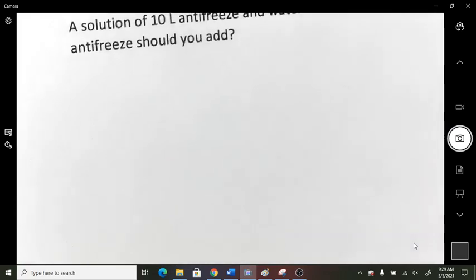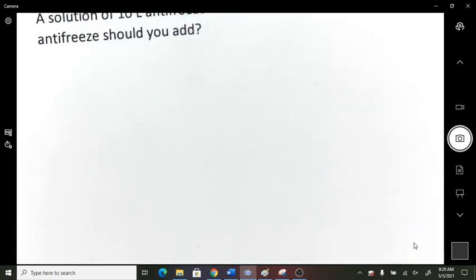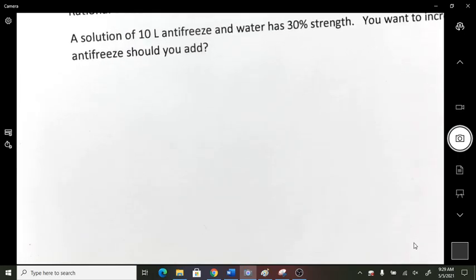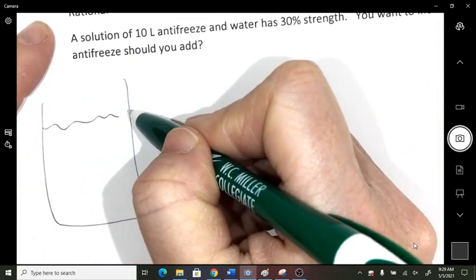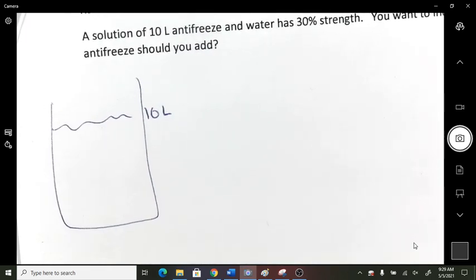Okay, I was thinking we should do one of every word problem, if that's okay with you, from Monday? Okay, a solution of 10 liters is already mixed. It's got antifreeze in it and water in it. And it's 30% strong right now. How much antifreeze is in there right now?